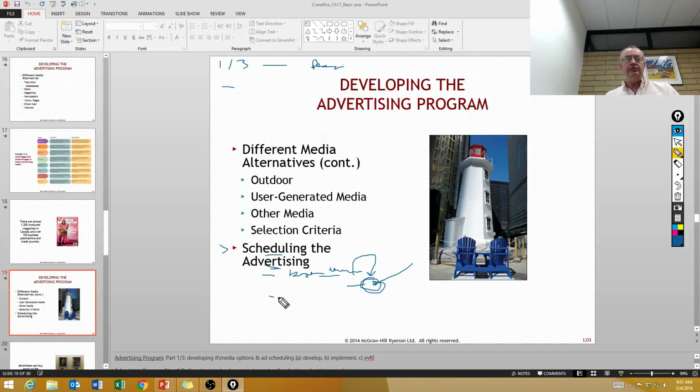And then another factor is buyer frequency. So if you buy a product on a regular basis, then your ad probably has more lasting effect. But if you buy the product only irregularly, maybe you have to advertise more.